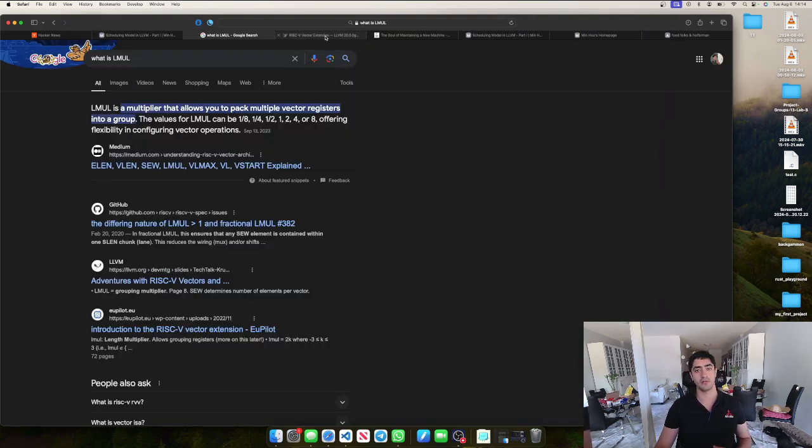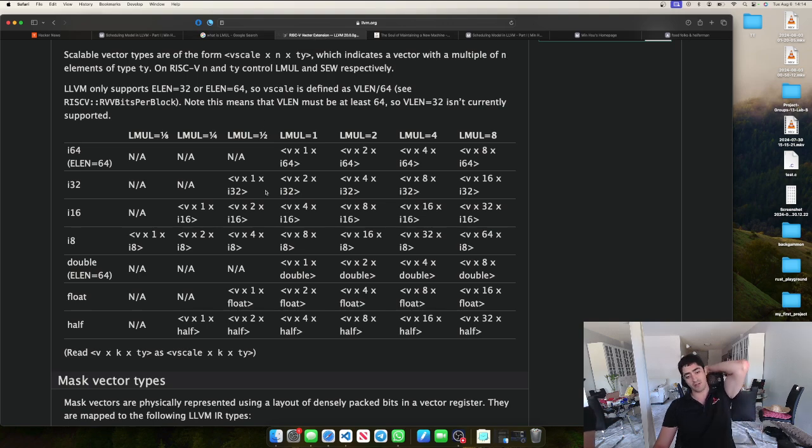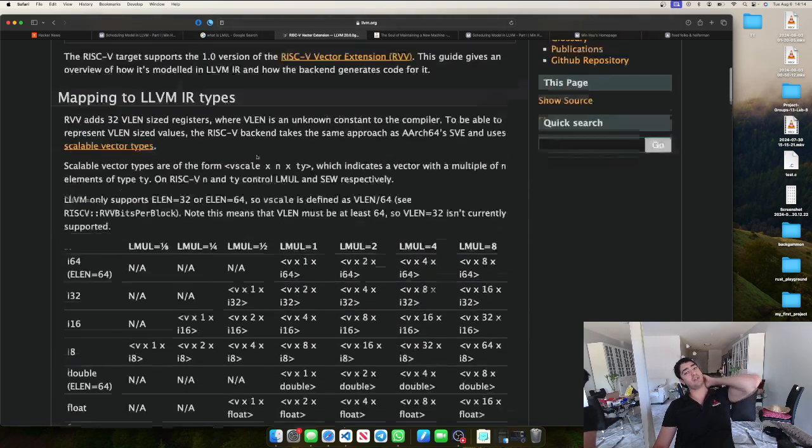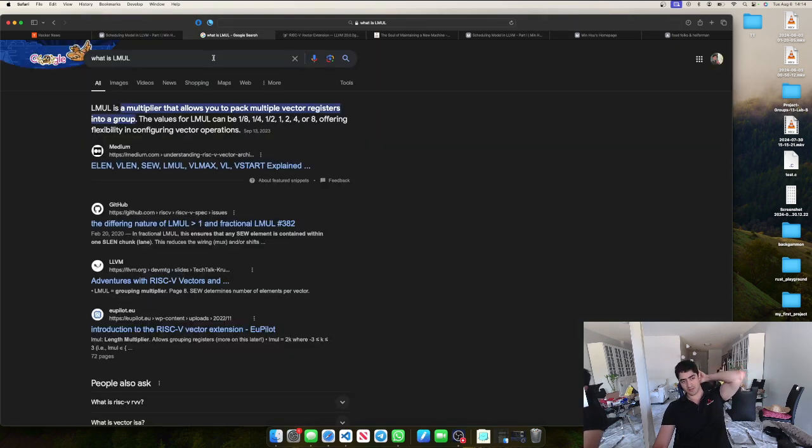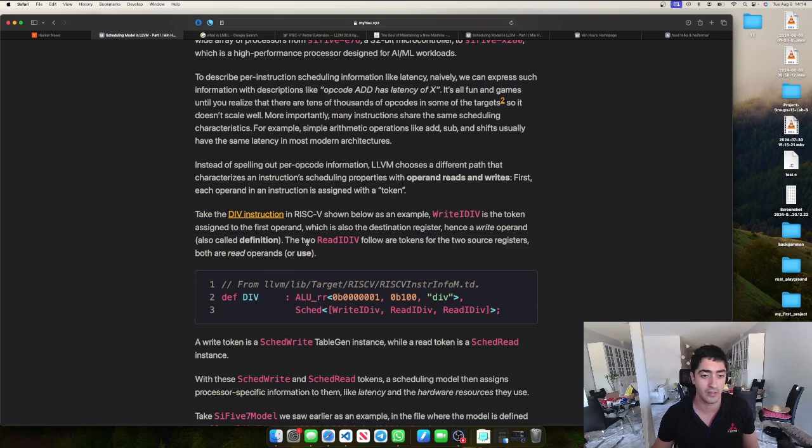okay, so we have the vector extensions. What does this stand for? Maybe if we understand what the length multiplier is. I see. Okay. So let's move on. We were here. So it doesn't scale well.